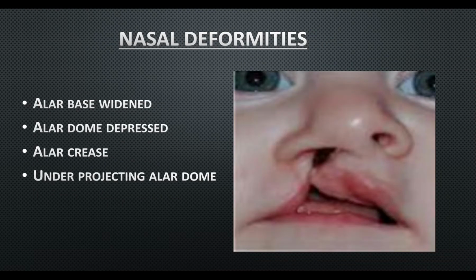Next, coming to nasal deformity, we have already seen there is a decreased alar dome, there is an increased crease, and the dome is depressed, projecting down, with an increased alar base width, and as well there is a deviated nasal septum. So here our surgery is aimed at treating and correcting all the nasal deformities as well as the lip cleft.